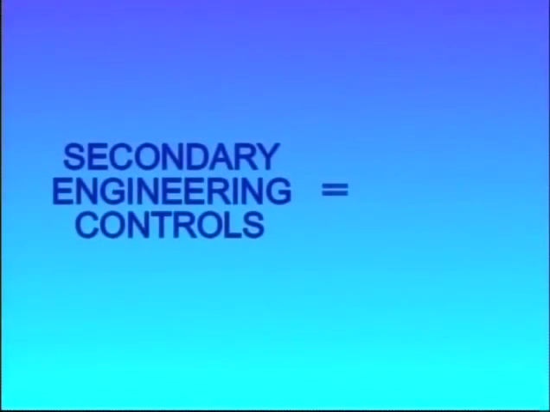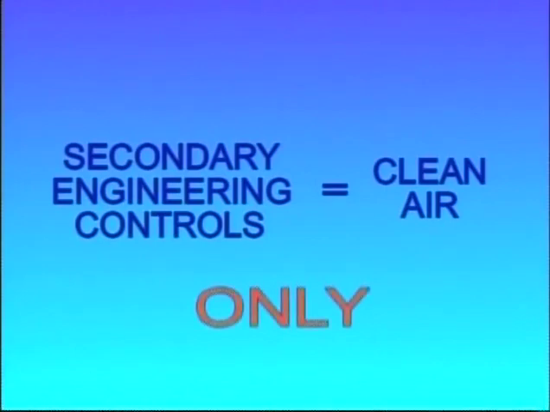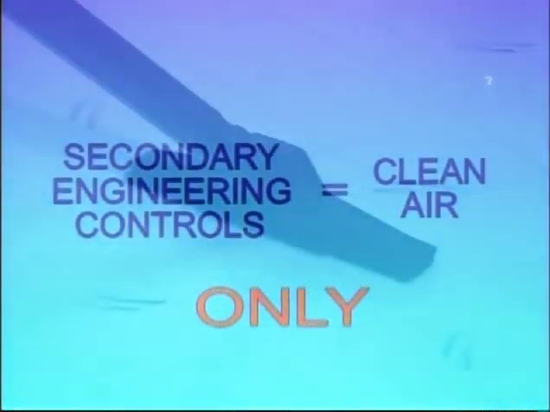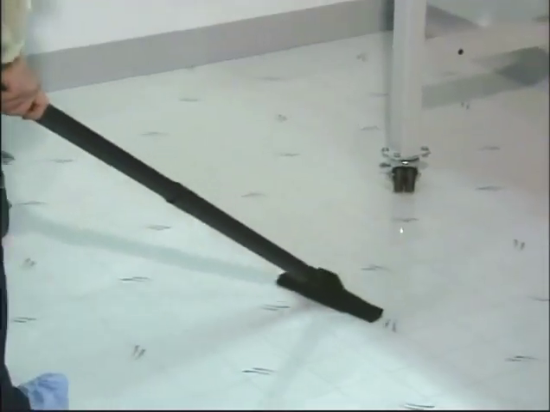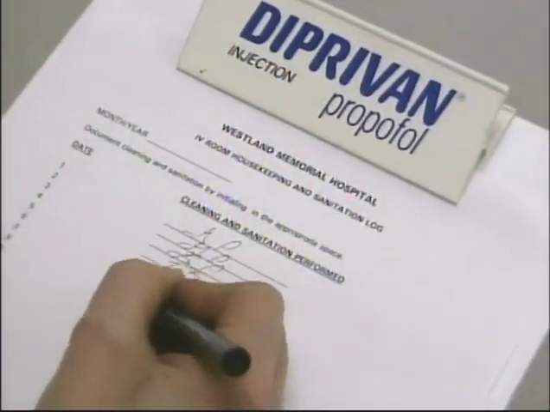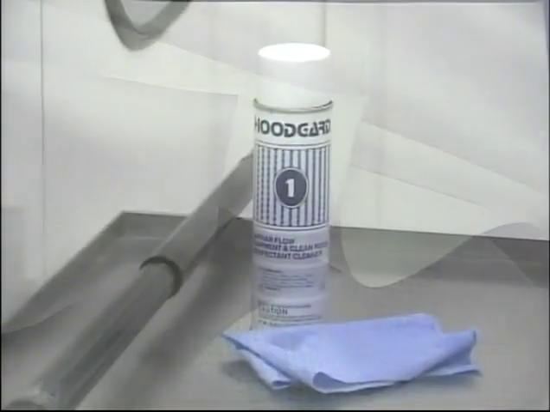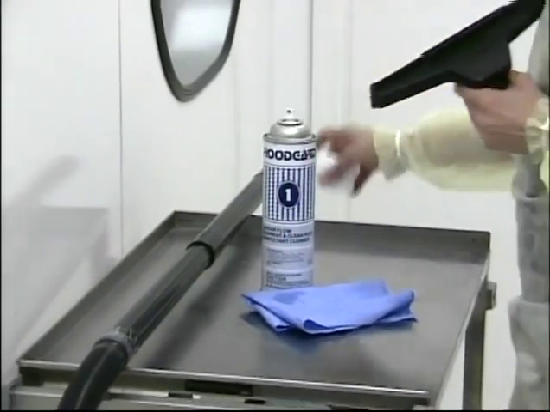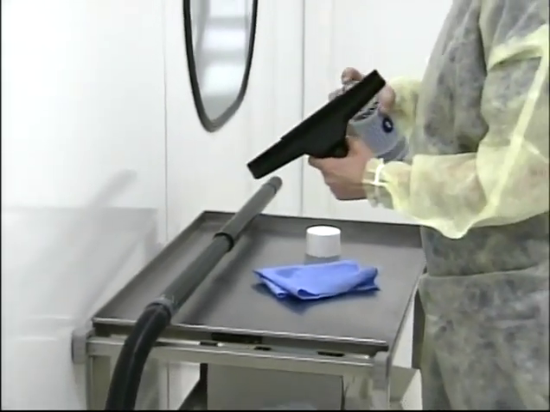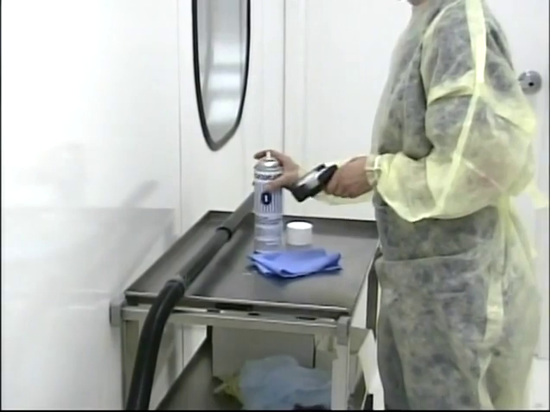Secondary engineering controls provide only clean air, and contaminants introduced by operators on clothing and materials must be controlled in order to maintain cleanliness. Routine sanitizing procedures should be defined, carried out, and documented in the housekeeping or sanitizing log. Whenever possible, low-lint wipes and cleaning materials should be used. All reusable cleaning equipment should be dedicated for clean room use only and must be sanitized after each use and properly stored.